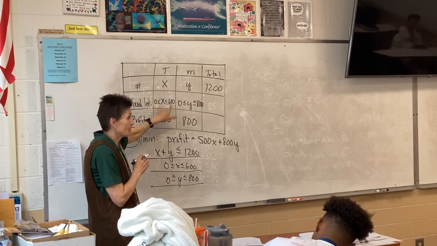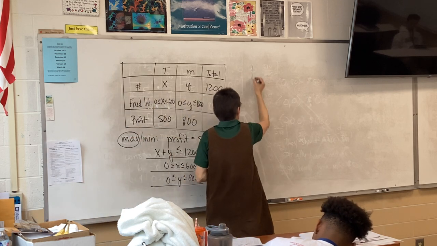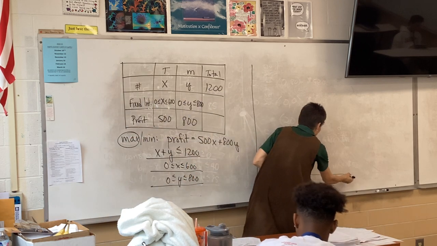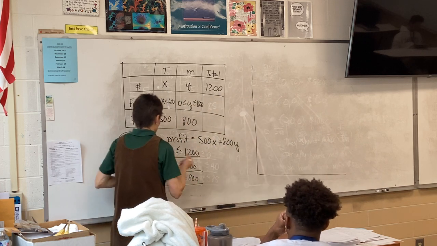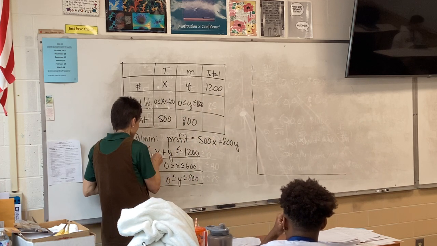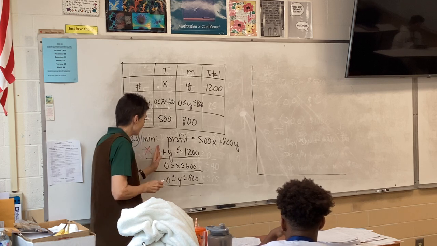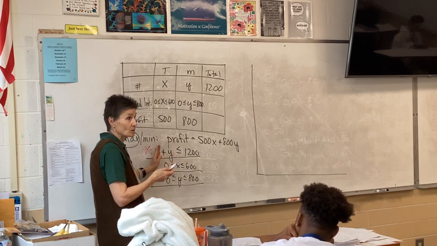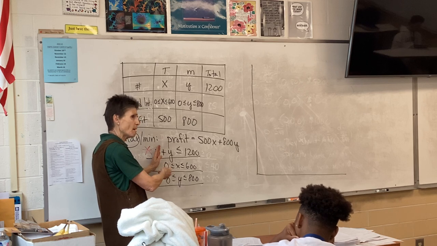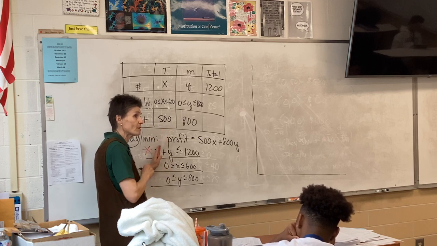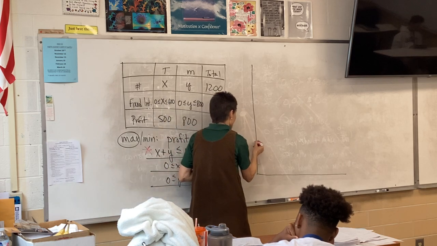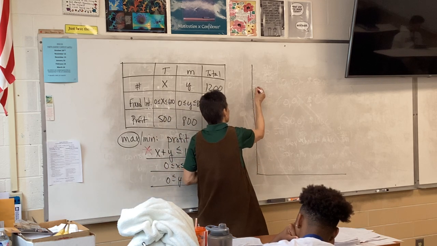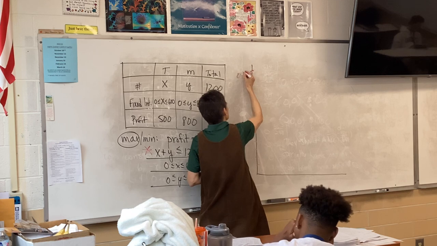Okay? Now, let's graph it. The first one is easy. We've done this before. We cover up X, we get 1200. Maybe with numbers this size, we should use 100 for our scale. So 1, 2, 3, 4, 5, 6, 7, 8, 9, 10, 11, 12. There's 1200.